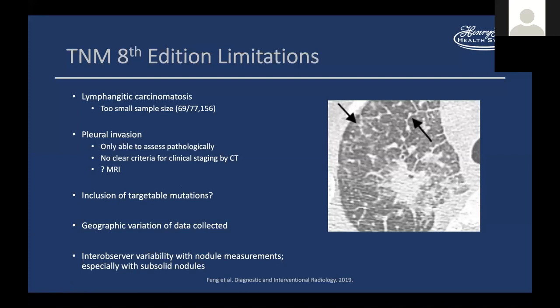Another limitation is the geographic variation of the data collected. As you saw, 80%+ of the 77,000 patients reviewed all came from Asia or Europe. And different continents have different prevalence of cancer and types of lung cancer. And then lastly, inter-observer variability with nodule measurements, specifically when you're talking about subsolid nodules and how they're measured.